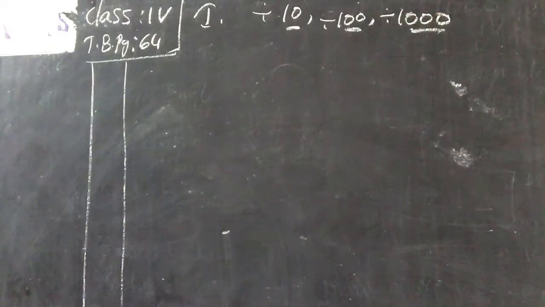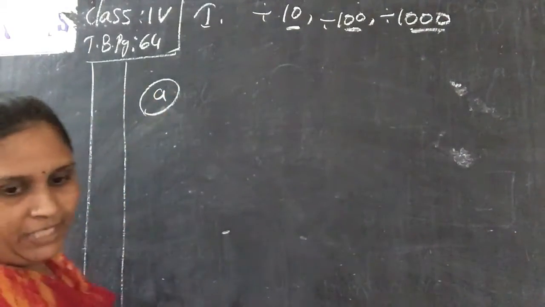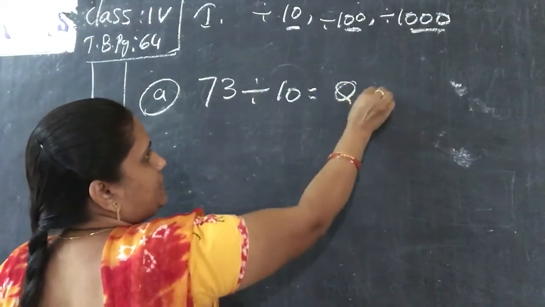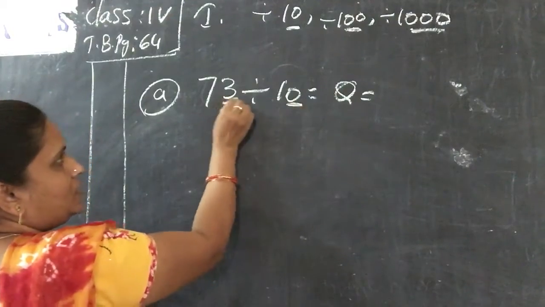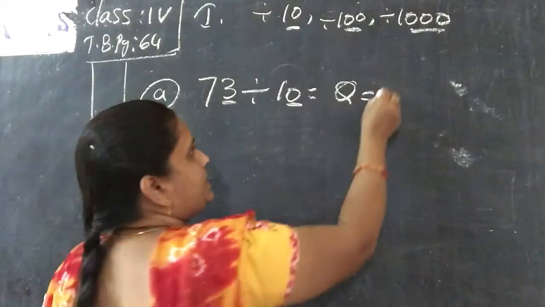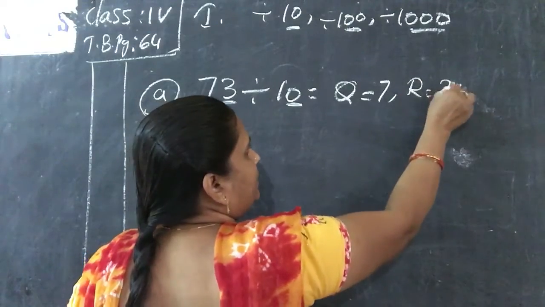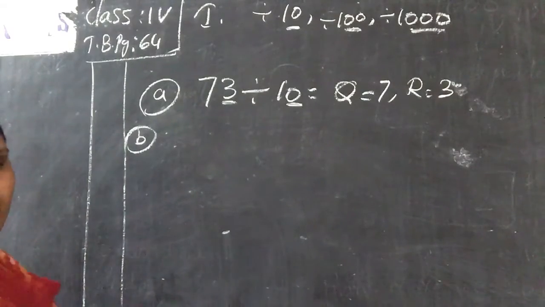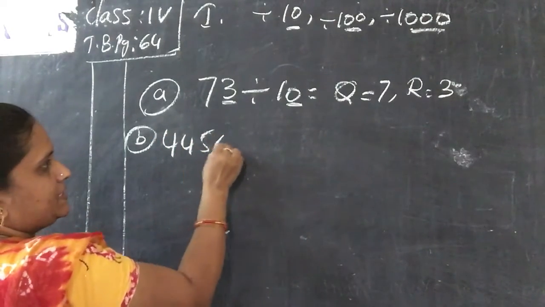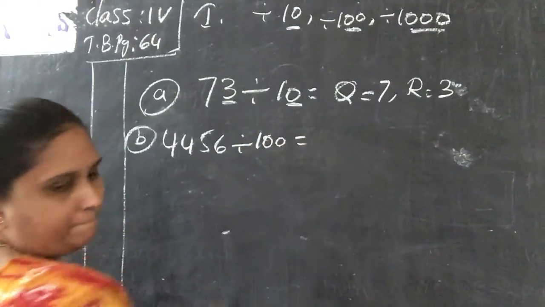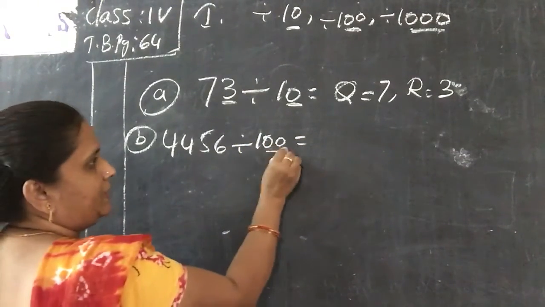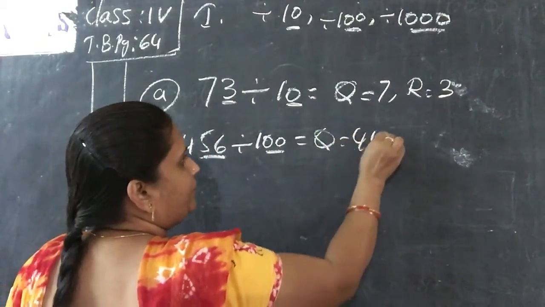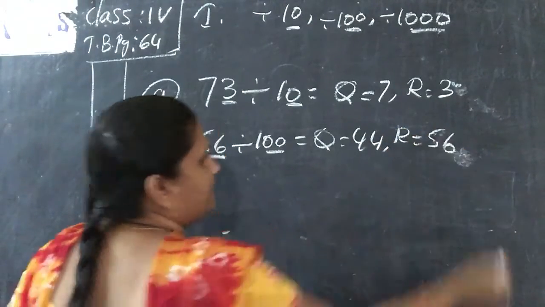Now in section 1, the first one: 73 divided by 10. How many zeros are there? 1. So 1 digit I am underlining here. Quotient is equal to 7 and remainder is equal to 3. Next, B: 4456 divided by 100. How many zeros are there? 2 zeros. So leave 2 digits. It means quotient is equal to 44 and remainder is equal to 56.